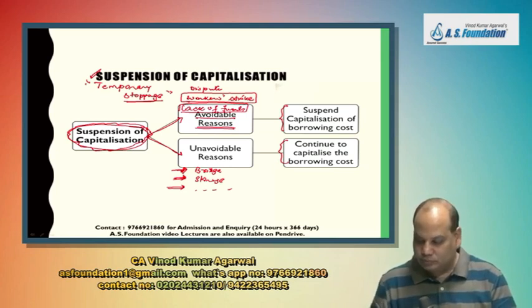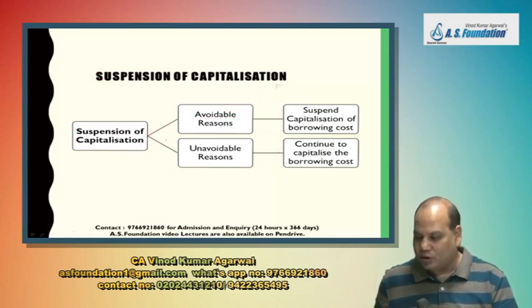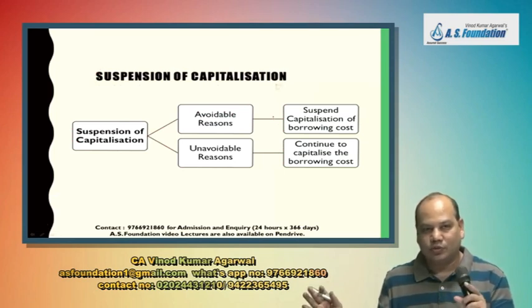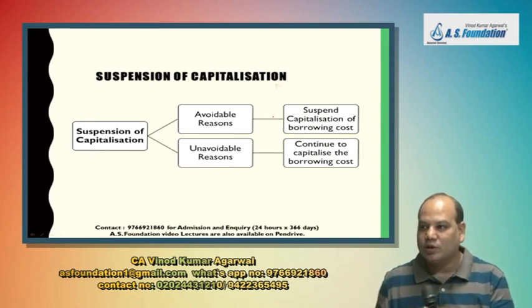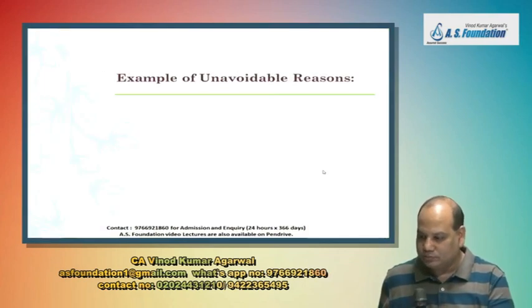Okay. So the question that they may ask in the exam: that during the year, 1 month the active development was suspended due to avoidable reason. So while calculating the borrowing cost, suppose the total period is 12 months, remove 1 month and only do the calculation for 11 months. They may also say 1 month the work was suspended but it was unavoidable. Then ignore that information. You continue to capitalize the borrowing cost.